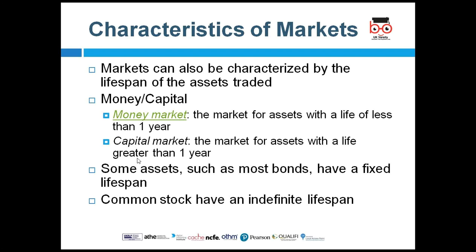So money market assets have a life of less than a year, and the capital market is where we can invest in capital projects. Some assets, like most bonds, have a fixed lifespan, and common stock has an indefinite life. Indefinite does not mean it cannot end, it just has no set duration. Common stock is normally the ordinary share, known as common stock.